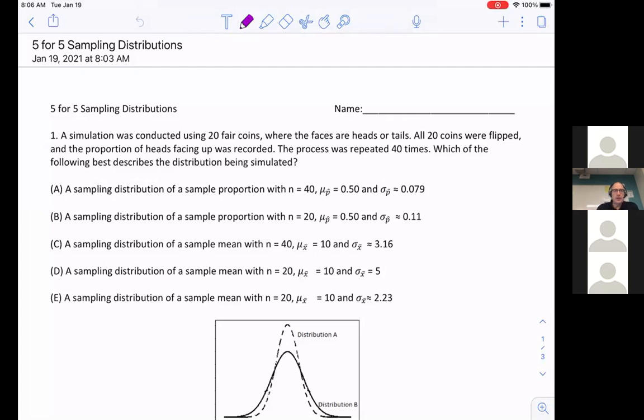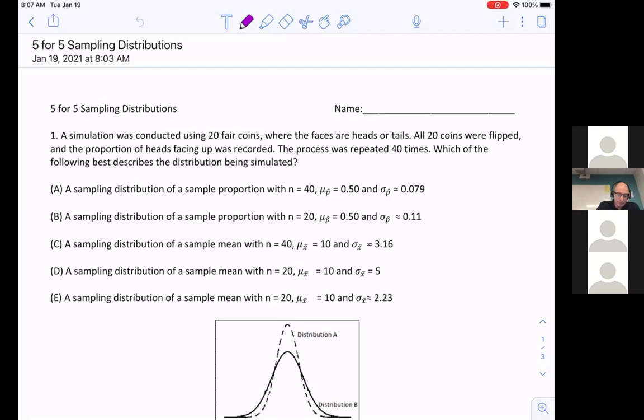A simulation was conducted using 20 fair coins, where faces are heads and tails. All 20 coins were flipped, and the proportion of heads facing up was recorded. The process was repeated 40 times. Which of the following best describes the distribution being simulated?